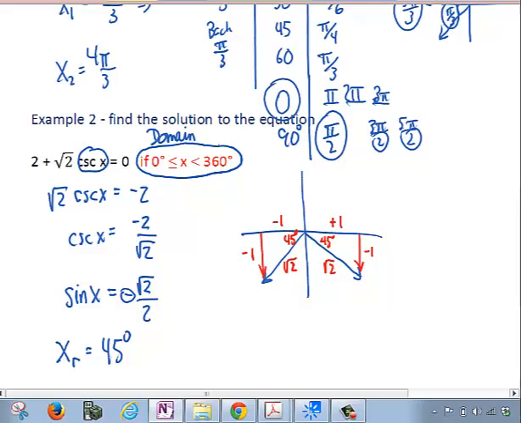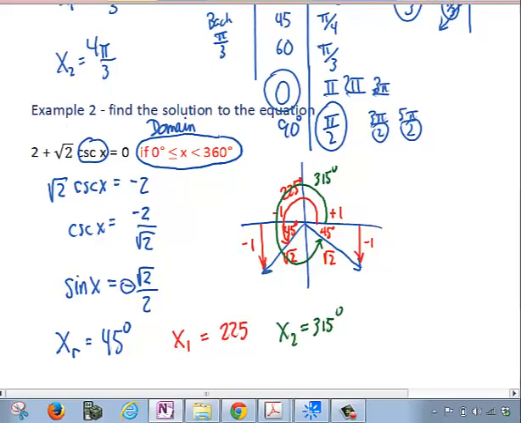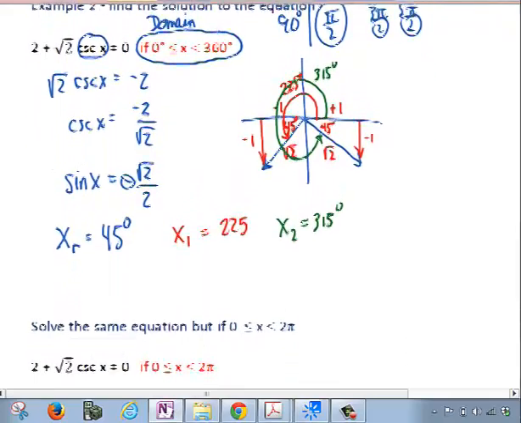The big thing is what is x1? x1 is going to be 180 plus 45. So that'd be a 225 degree angle. And the other angle would be all the way around to 315 degrees. So hopefully this has helped you understand how to solve some of these simple trig equations.